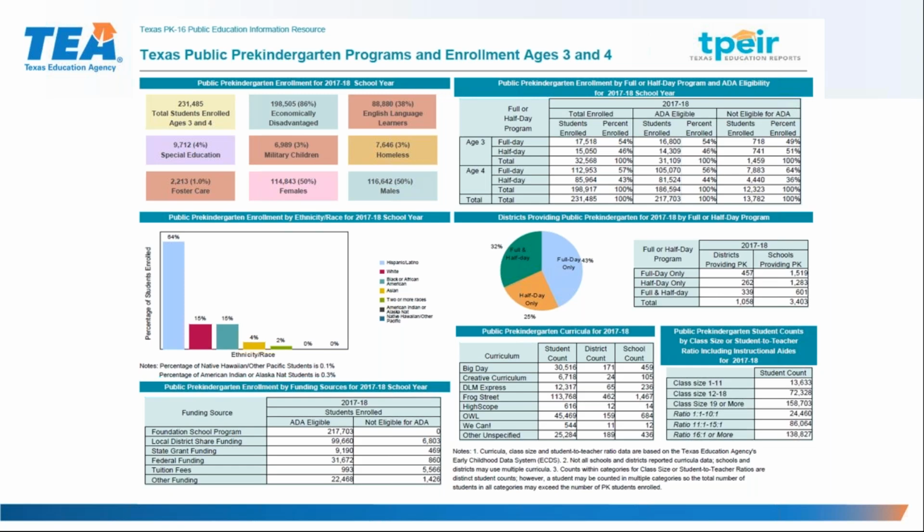And then you'll also see the class size and ratio numbers. So you see the number of students that fall within specific class sizes, and then the number of students that fall within specific ratios that are listed there. So all great information to have available to us and be able to share across the state.